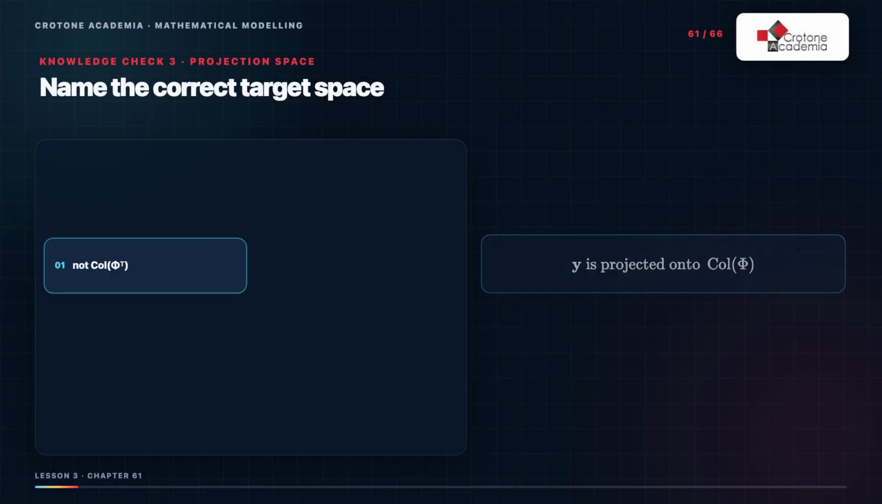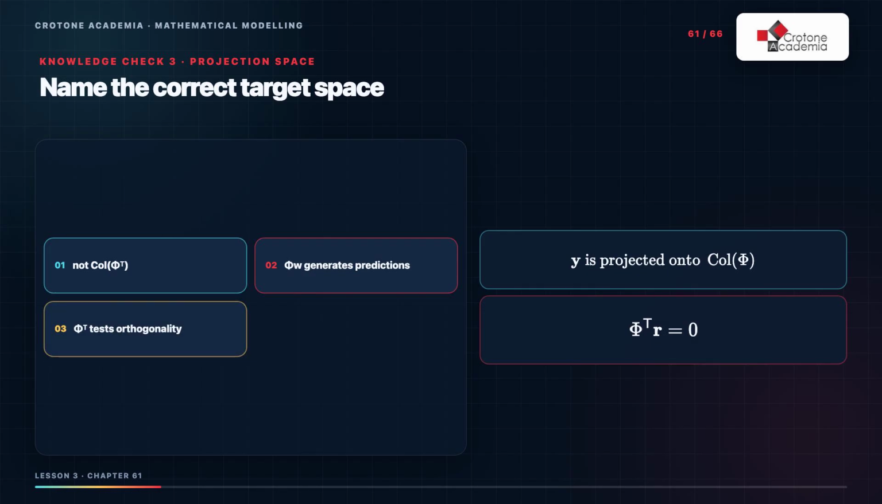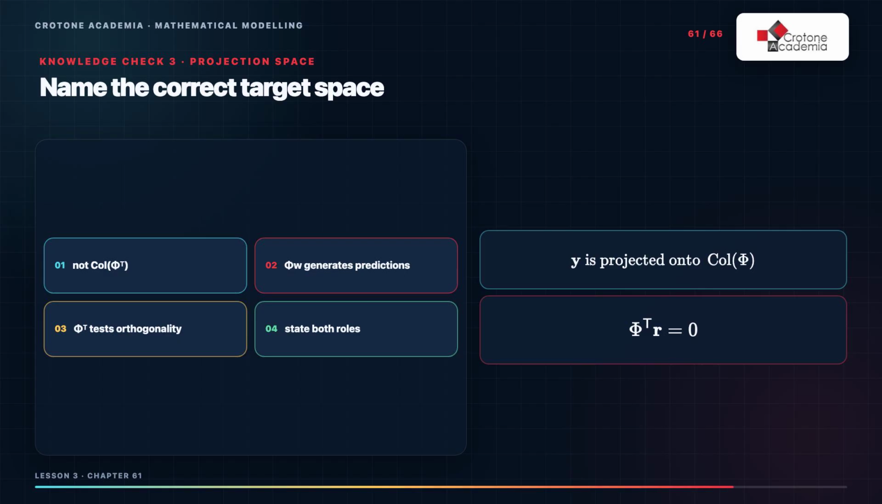Onto which space is y projected? Onto the column space of phi. Now, why does phi transpose appear? Because phi transpose r collects the residual's dot products with the columns of phi. The target space and the orthogonality test are related, but they are not the same object.